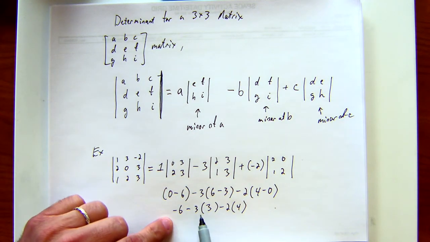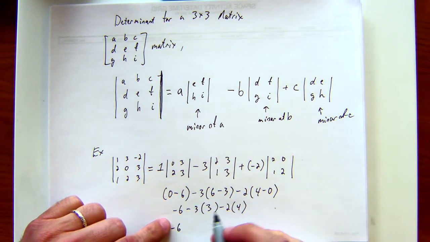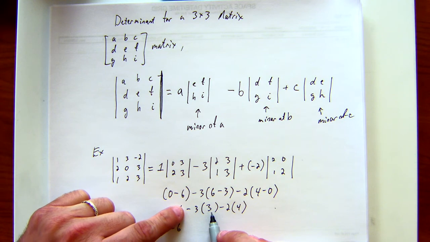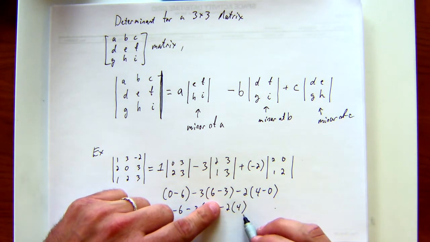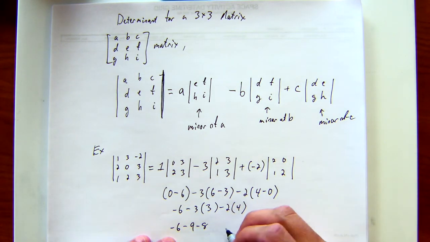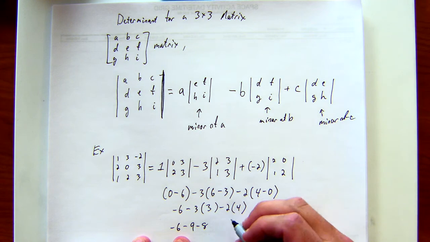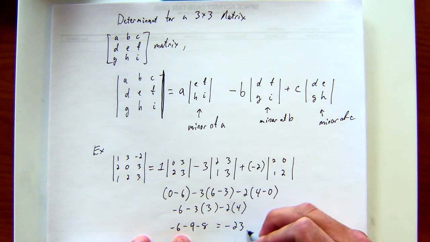Now I want to go ahead and do my multiplication, order of operations. So I still have a negative 6, but I have a negative 3 times a positive 3 is a negative 9. And then a negative 2 times a 4 is a negative 8. And all these have the same sign, so I can just add them up. This is 17, 23. Negative 23.